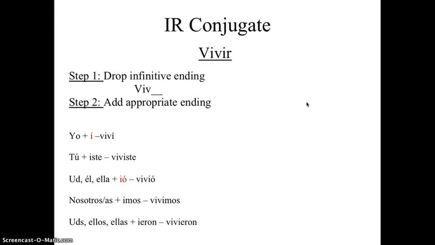Now the same is true for IR verbs. Remember that these endings are the same as for ER. So we'll take vivir as an example. Vivir means to live. So we'll get rid of the infinitive ending IR, which gives us viv. Now to the yo, once again we add í, yo viví.